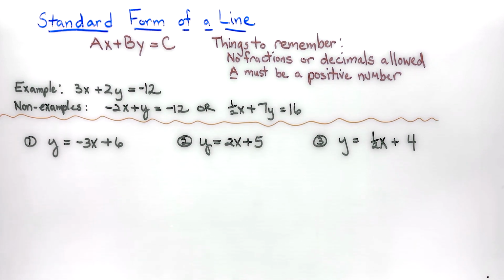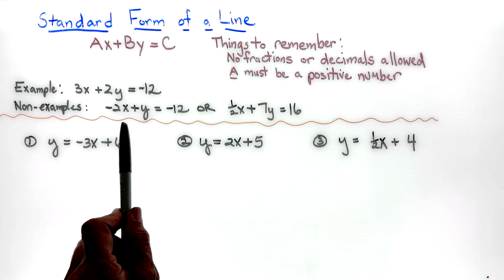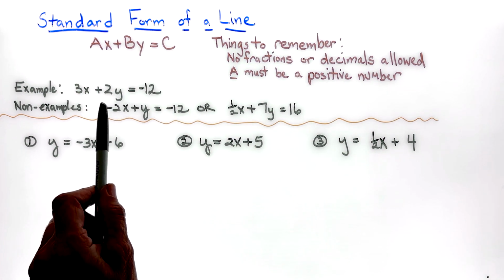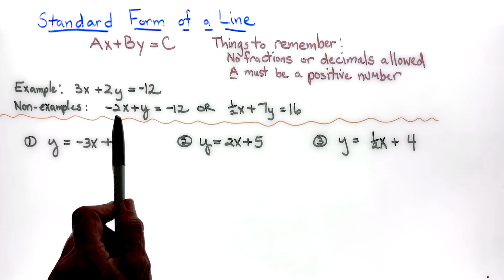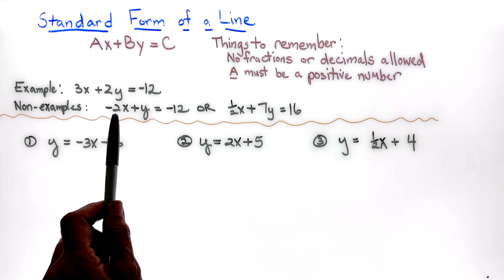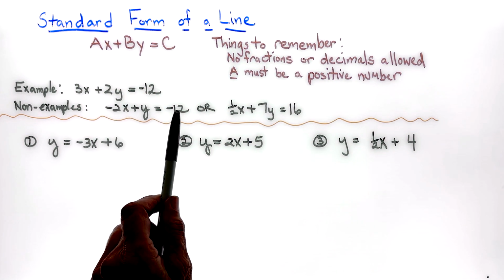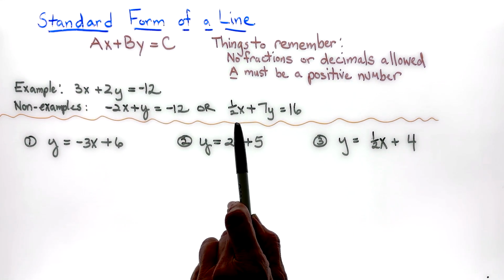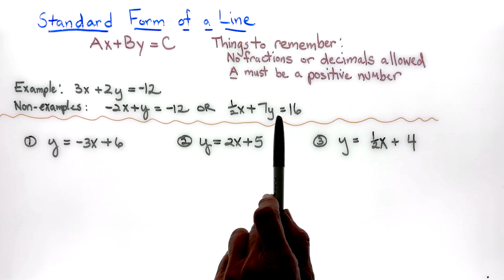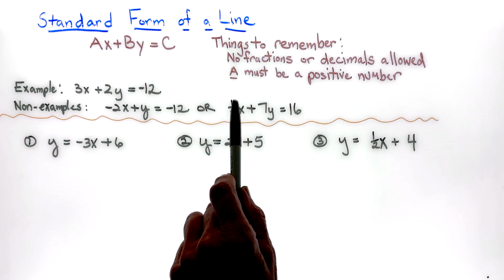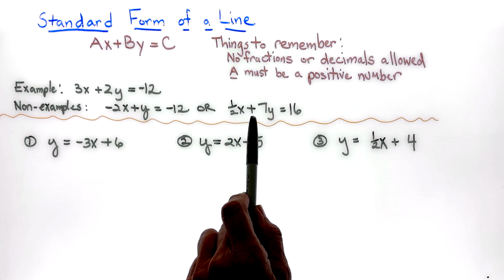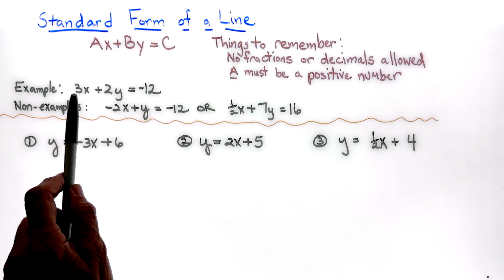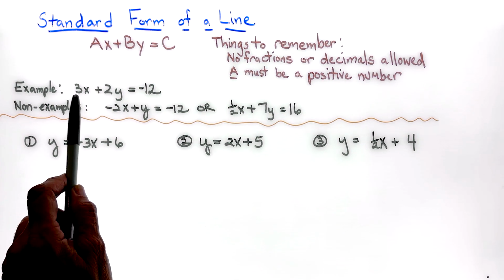Non-examples would be, here we have a negative 2x plus y equals a negative 12. Notice we have a negative leader. We would have to divide everything by a negative 1 to make it positive. We'll be doing this in a minute. And also here, you have 1/2 x plus 7y equals 16. There are no fractions allowed. So when we're done, we will have an equation of a line that looks like this in standard form.